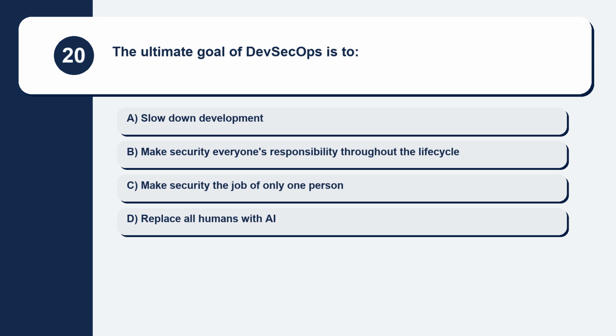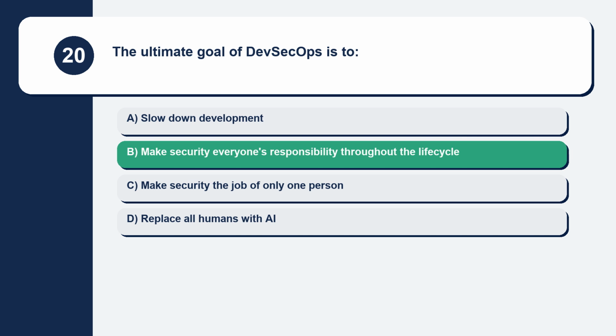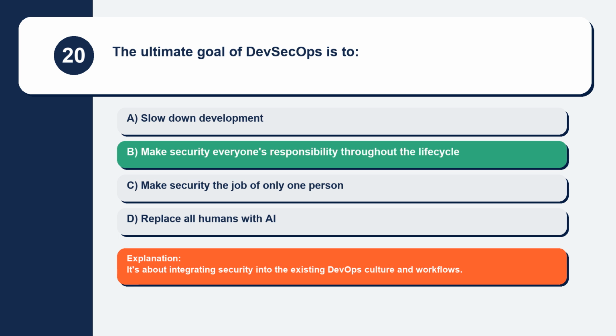Question 20. The ultimate goal of DevSecOps is to: slow down development. Make security everyone's responsibility throughout the life cycle. Make security the job of only one person. Replace all humans with AI. It's about integrating security into the existing DevOps culture and workflows.